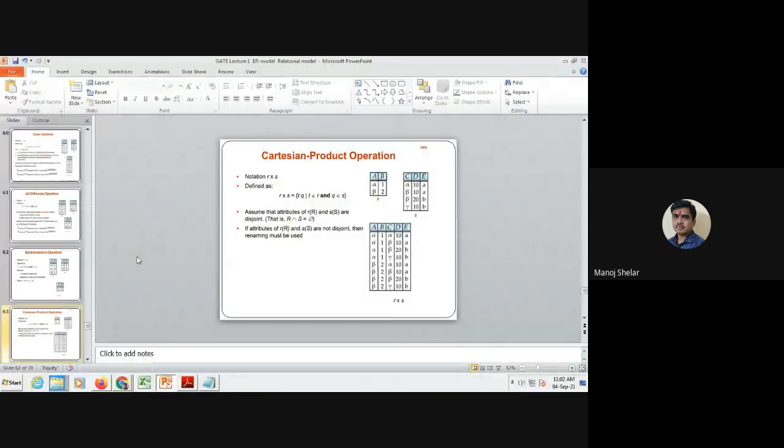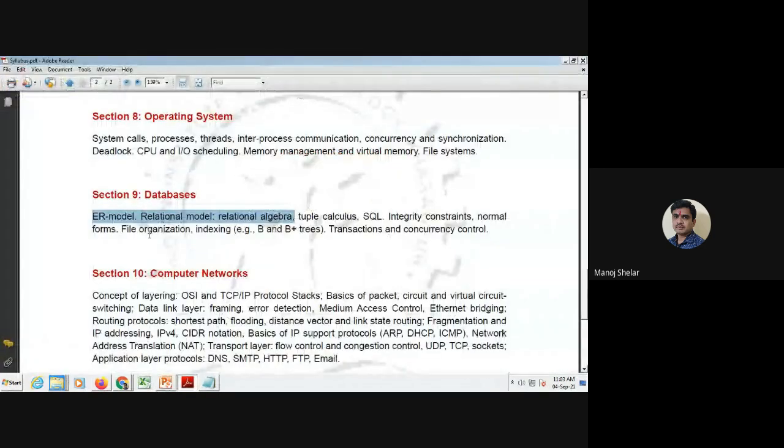So actually in the GATE exam syllabus, we covered these points: ER model, relational model, and relational algebra. These points were covered in today's lecture. At any time, if you have any doubt about the DBMS GATE lecture or any DBMS point for the GATE exam, contact me, no problem.